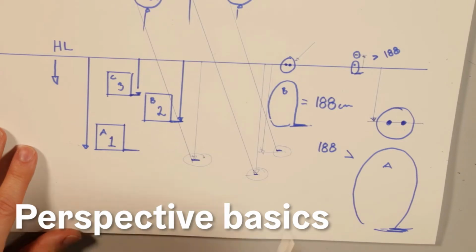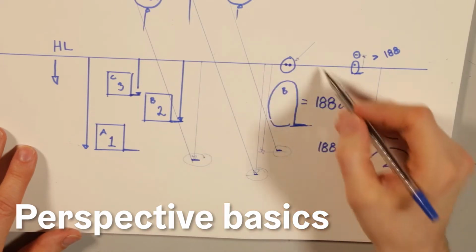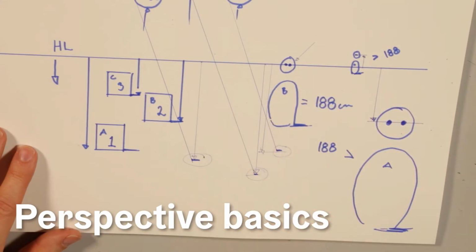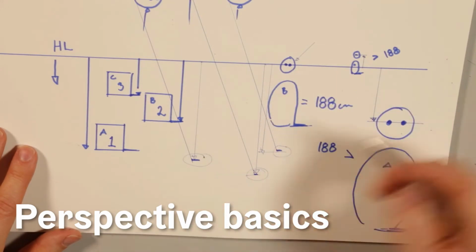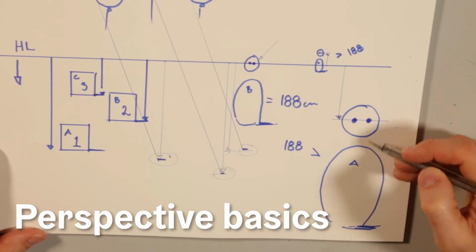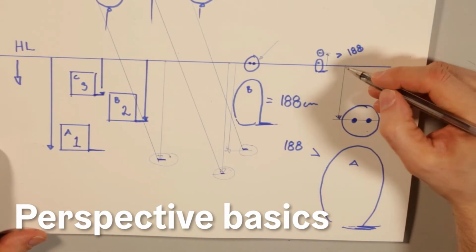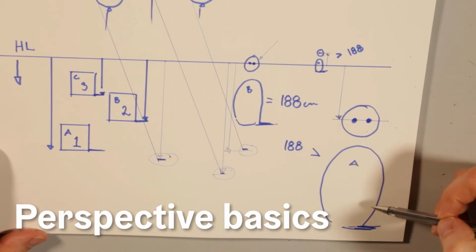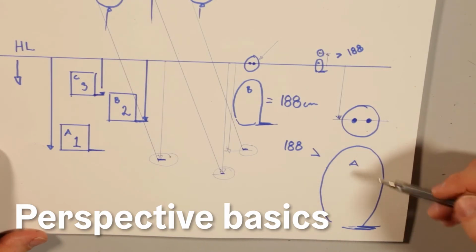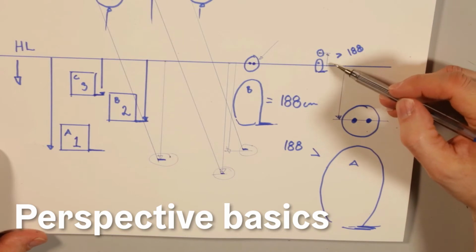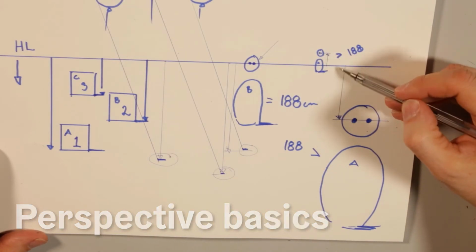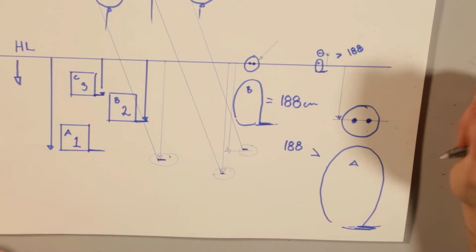Then, because the horizon line is our eye height, if we were standing while drawing, I would see person B to be the same height as me. Person A's eyes are lower, so they need to be shorter than me. And person C's eyes are higher than the horizon line, so they need to be taller than me.